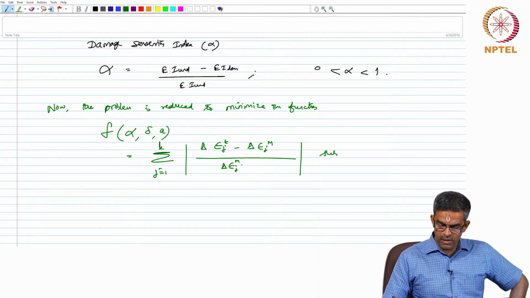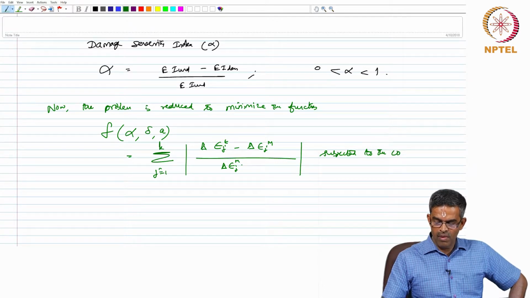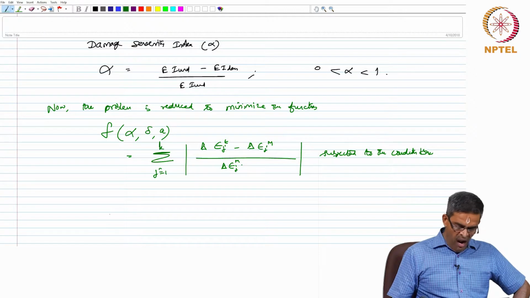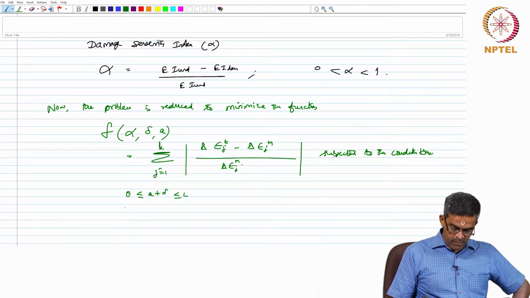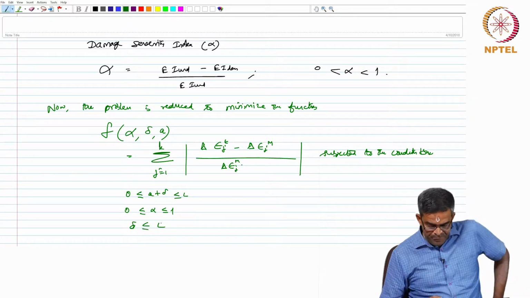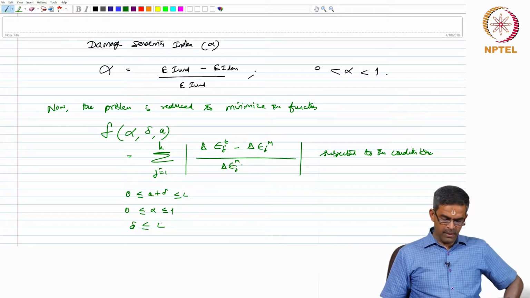subjected to the condition that 0 is less than a plus delta, which is less than L, 0 is less than alpha less than 1, and delta is far lesser compared to L.